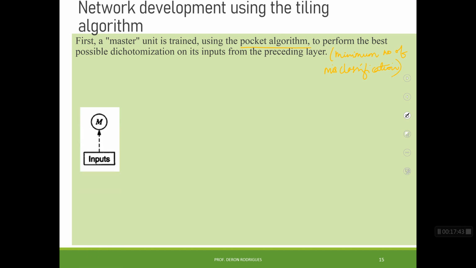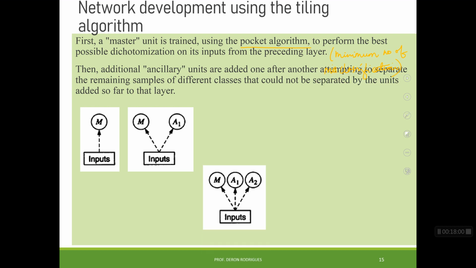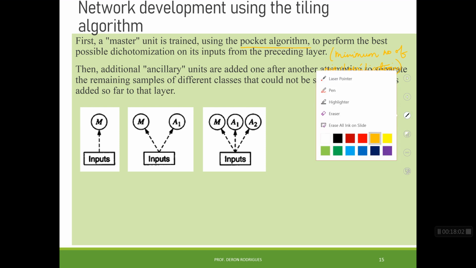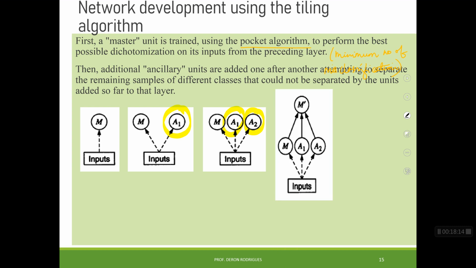So we start with the first master node, as we did in the previous case also. Then the additional ancillary nodes are added. Whatever I showed you in a vertical plane is shown here in the horizontal plane. I add the first ancillary unit, then I add the second ancillary unit, and when I am done with adding the ancillary units, I go in for the second layer.